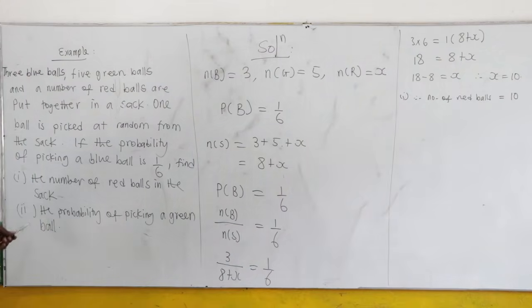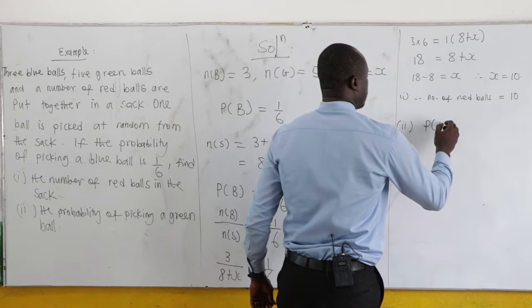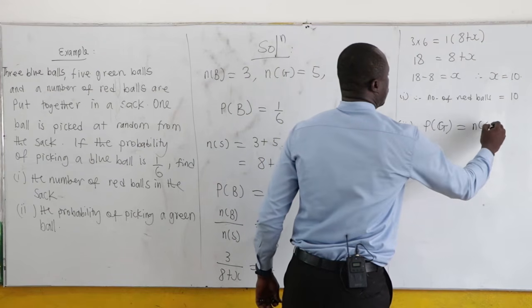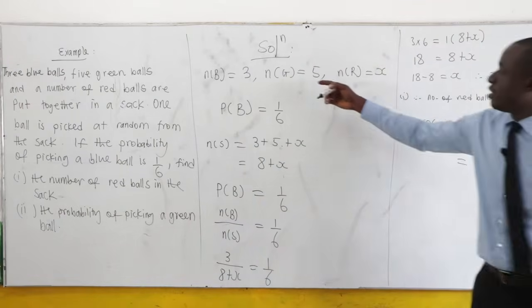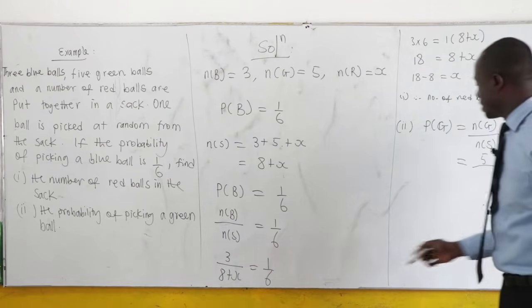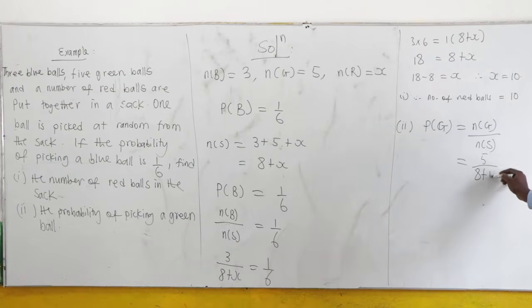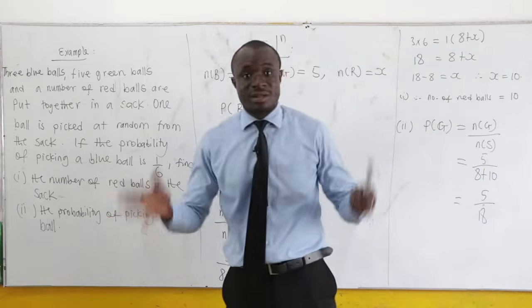Now let's see the second one, which says the probability of picking a green ball. We know it's the number of green balls all over the number of sample space. Now how many green balls do you have? 5. And what is the sample space? The sample space is 8 plus x. So 8 plus x, what is the x? x is 10. So this is 5 all over 18. So number of events all over number of sample space. And this is very, very trivial.